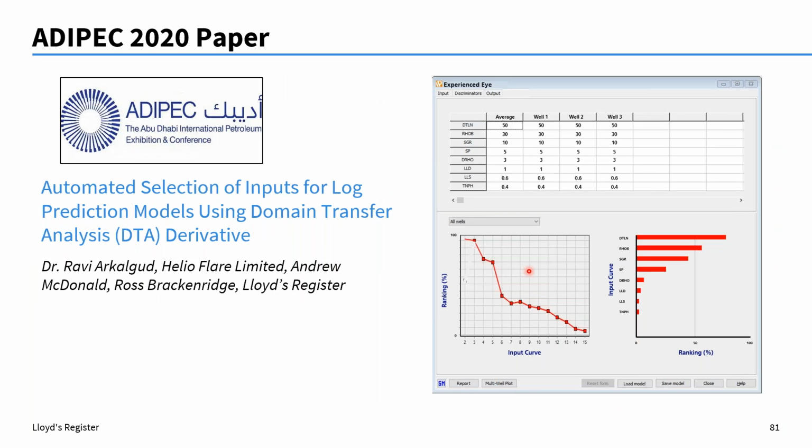There's also another paper that's been presented this week in Abu Dhabi during ADIPEC. Again, this is using DTA, as in automated selection of inputs for log prediction modules using the DTA modules. This was an R&D project that describes new techniques for optimizing input selection prior to model build. So the selection tool that selects the most appropriate input parameters can be used to build a machine learning model.